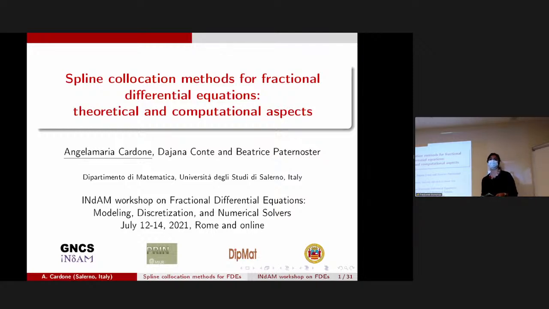So we continue now. The next speaker is Angela Cardone. She's from the University of Salerno, and she will talk about the spline collocation method for fractional differential equations, theoretical and computational aspects. Thank you, Angela.